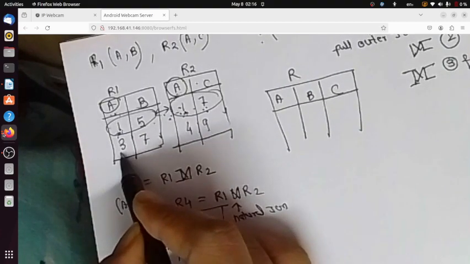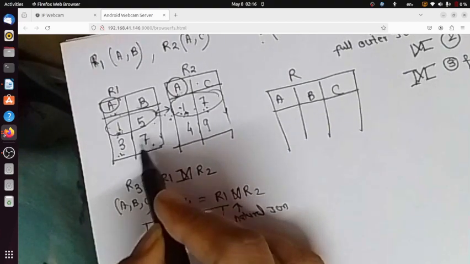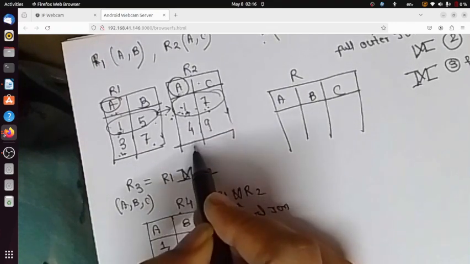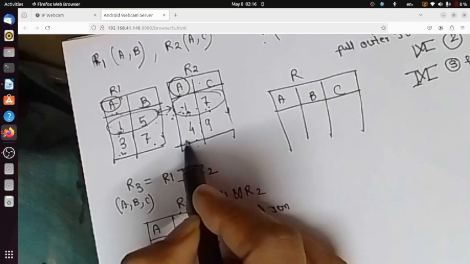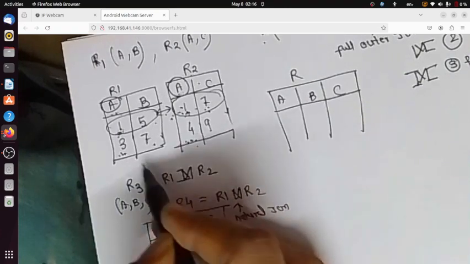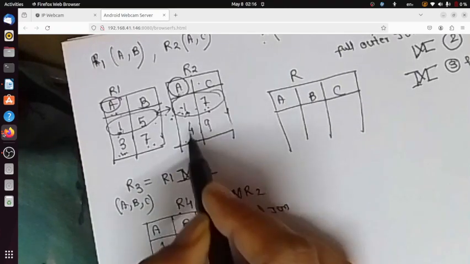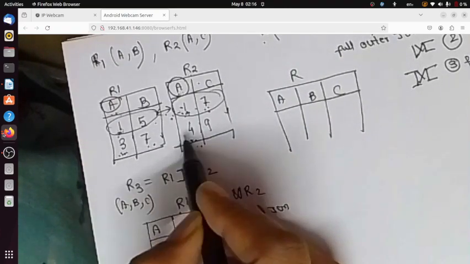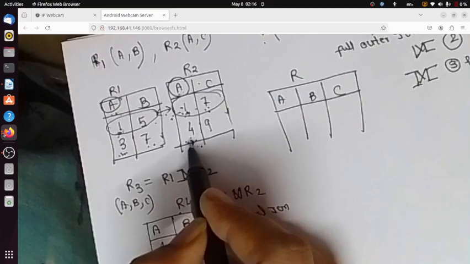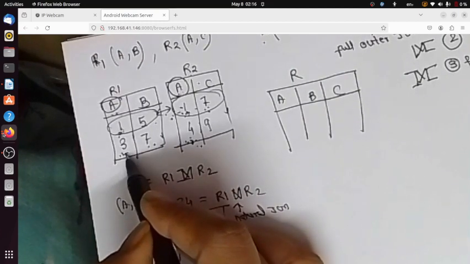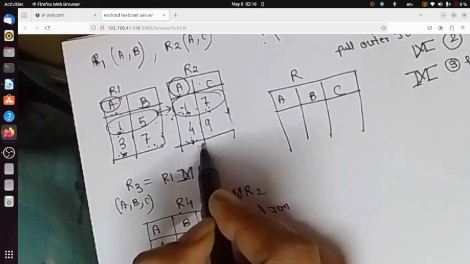The next record in R1 has value 3 for column A and value 7 for B. Now there is no matching value for 3 in R2 for column A. So 3 7 will not be combined with any of the rows from relation R2, because no other row in R2 has the matching value 3 in the common attribute like R1.